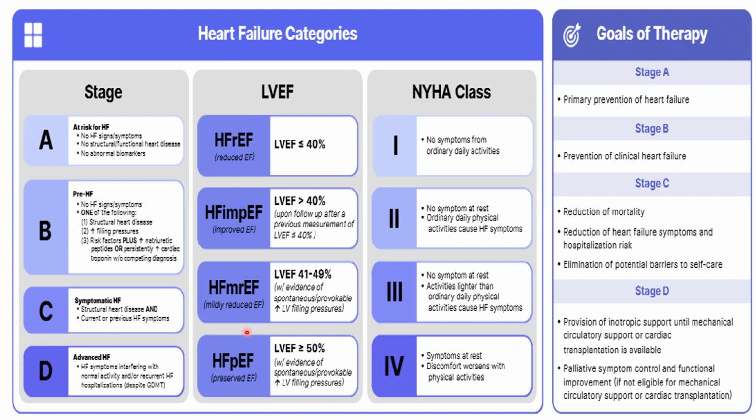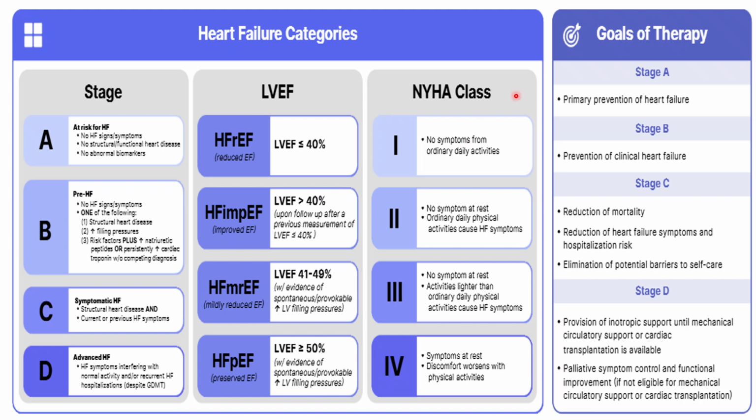Then heart failure with mildly reduced ejection fraction, that is left ventricular ejection fraction of between 41 to 49%, with evidence of spontaneous or provocable increased left ventricular filling pressures. Then heart failure with preserved ejection fraction, that is whereby there is left ventricular ejection fraction of greater than or equal to 50%, with evidence of spontaneous or provocable increased left ventricular filling pressures.